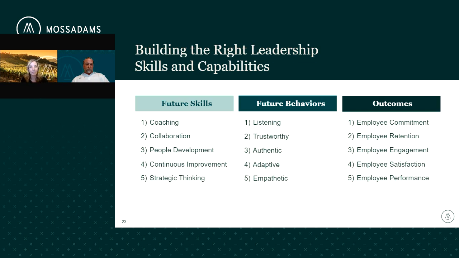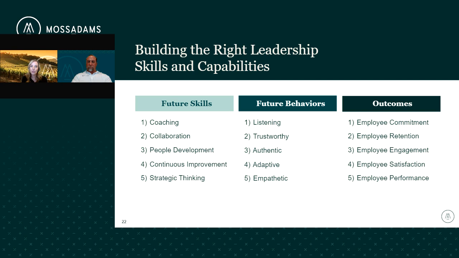So let's talk a little bit about building the right leadership skills and capabilities. We gave some examples in here of what future skills look like and how those align with future behaviors and outcomes. Future skills would look like coaching, collaboration, people development, continuous improvement, and strategic thinking, and then aligning those into the future behaviors. So coaching becomes listening, and collaboration becomes trustworthiness. And those are all aligning to becoming authentic, adaptable, and empathetic. And then ultimately, what we want for the outcomes would be employee commitment, employee retention, engagement, satisfaction, and performance.